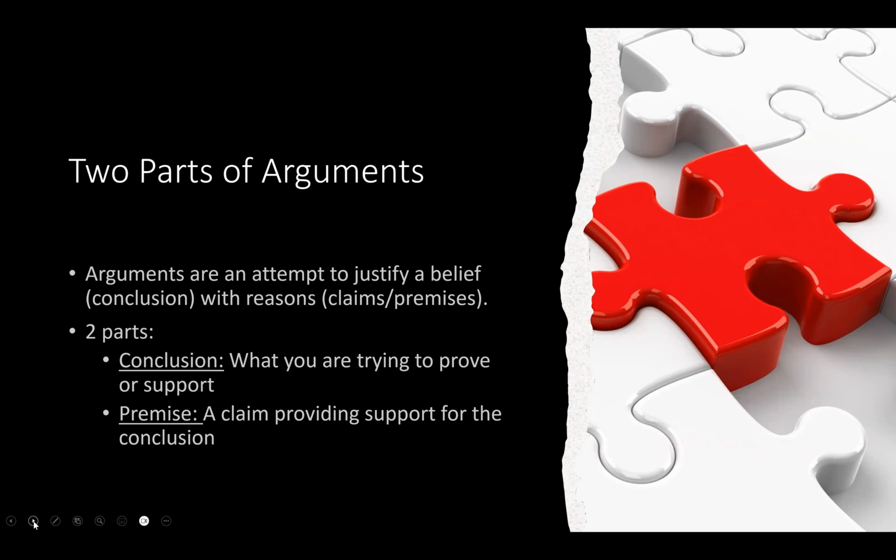In arguments, we have two parts, a conclusion and a premise. A conclusion is what you are trying to prove or support. In an argument, you can only have one conclusion. A premise is the support that you provide for that conclusion. Conclusions can have many parts of support or many premises.